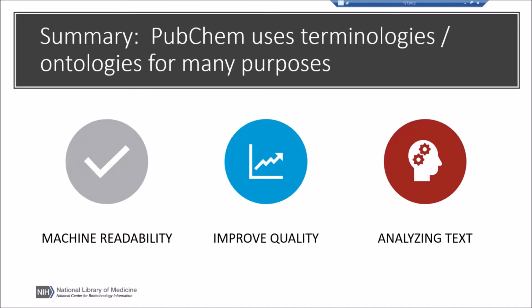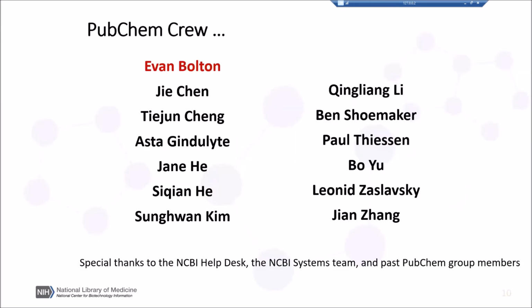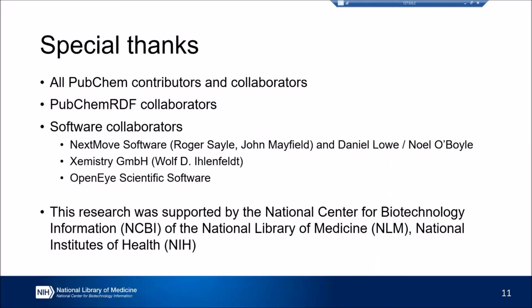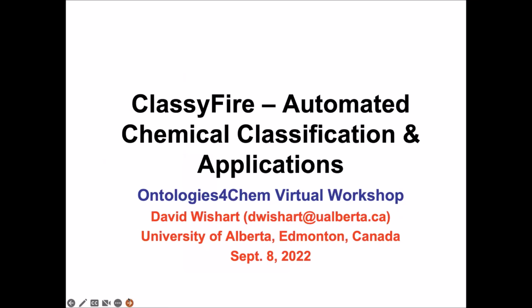So what I'm trying to help you understand is that we use these for many, many, many purposes, primarily for machine readability, improving quality, analyzing text, but even well beyond that, to organize data, to try to create new pages that contain data from different types of collections in a way that makes sense to our users and doesn't cause more problems than it creates. All this, I want to give a quick shout out to the PubChem team, through whose hard work and dedication we've been able to do much of what you see, but also to our many collaborators. So I'm happy for any questions you might have.